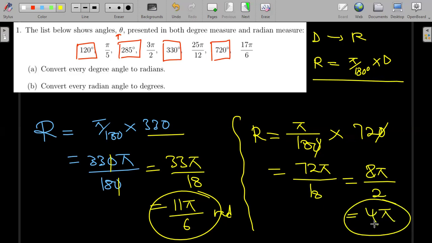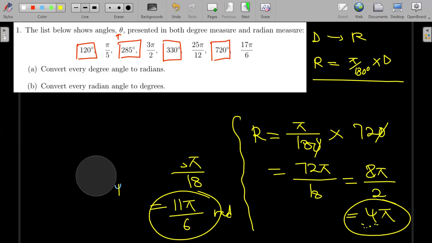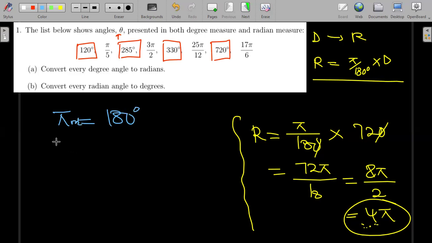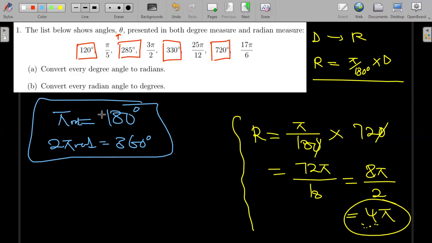So this is very easy, right? Another way you can solve this, if you do not want to use the formula directly, or in case you forget the formula, always remember that pi rad is equal to 180 degrees. In short, 2 pi rad is the same as 360 degrees. So in case you forget the formula, remember this, and then you can use a ratio to convert.